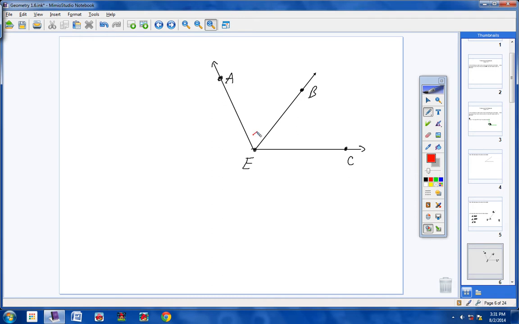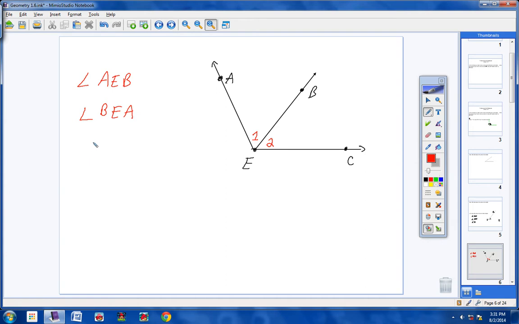Let's call this angle 1, put a little 1 there. We're going to call this angle 2, if you would, please. And now, I would like you to name angle 1. Are you ready? Now watch, I'm going to use my red marker here. Here's angle 1. It comes down like this, hits right here, and then it comes over here. There's angle 1. Do you see it okay? So what would I call that? I would call it angle AEB. That's one name. Do you see it okay? Or I could call it angle BEA.